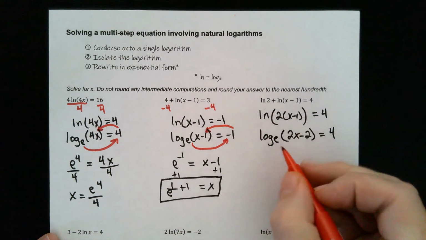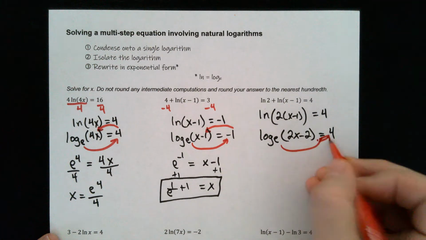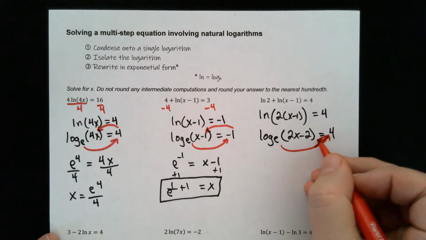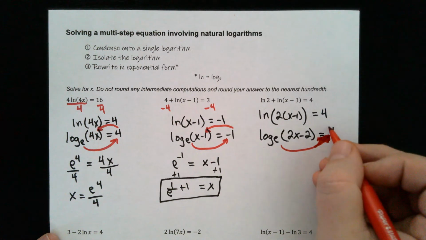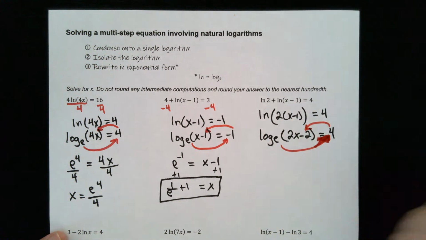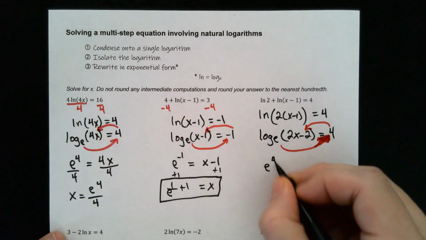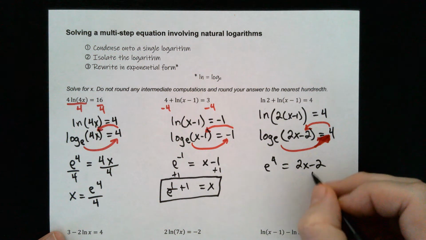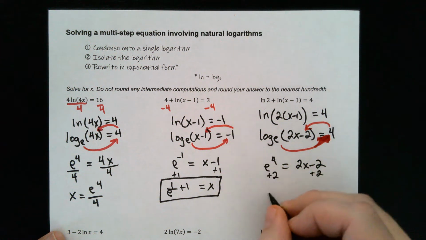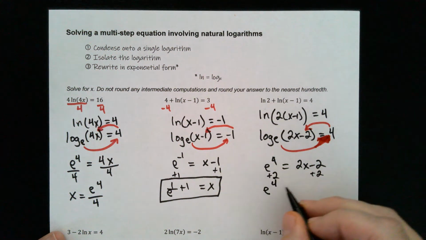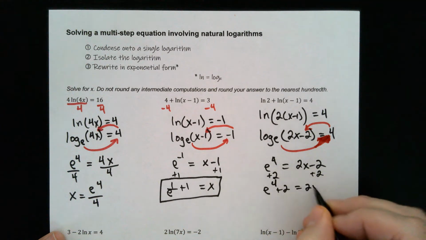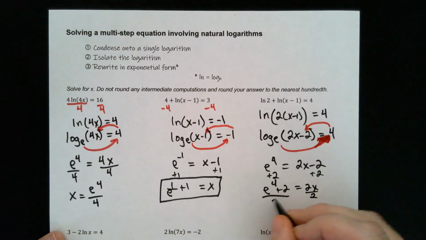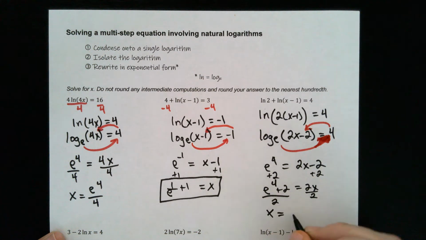Then use the circle method to the 4. So we get e to the 4 equals 2x minus 2. We add the 2 to both sides. So that's e to the 4 plus 2 is equal to 2x. And then we divide by 2 on both sides. So we get x is equal to e to the 4th plus 2, all divided by 2.